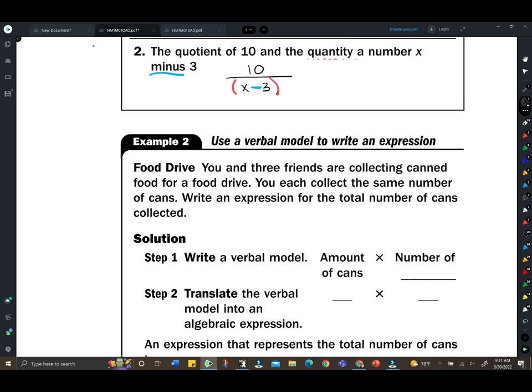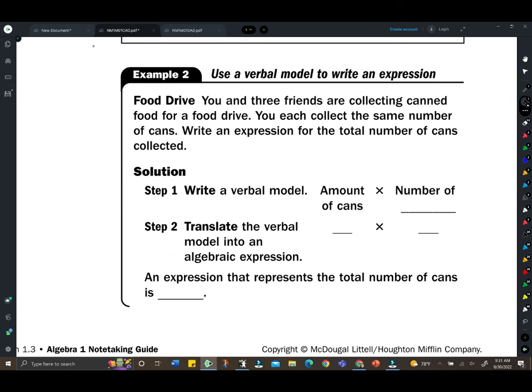Okay, the next bit we are getting into is writing out a verbal model for word problems. So you and 3 friends are collecting canned food for a food drive. You each collect the same number of cans. Write an expression for the total number of cans collected. So when we talk about a verbal model, that is simply all words. So we're thinking we need to take the amount of cans times the number of people.